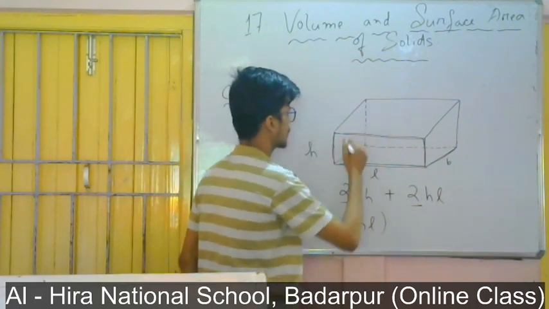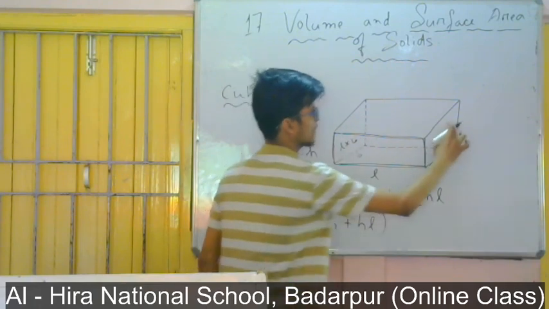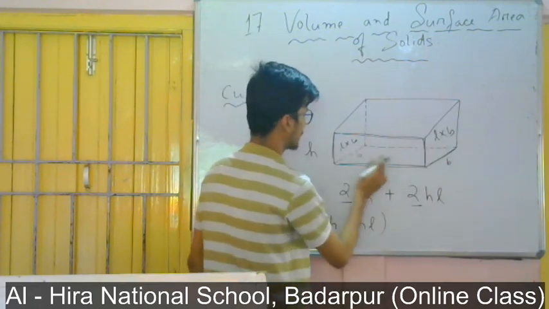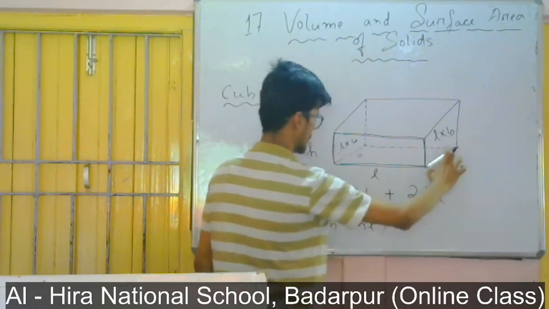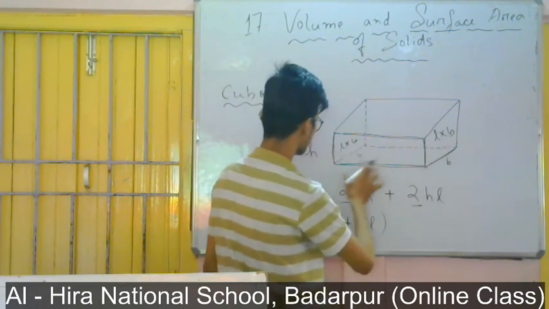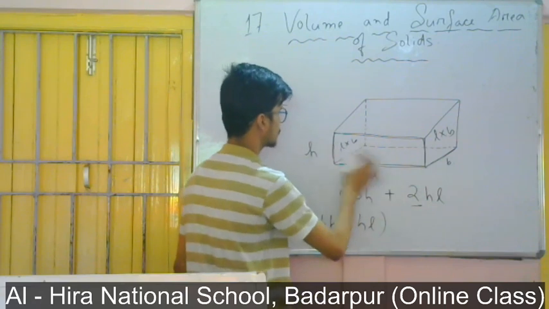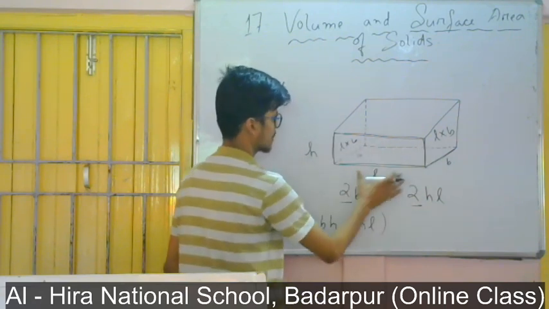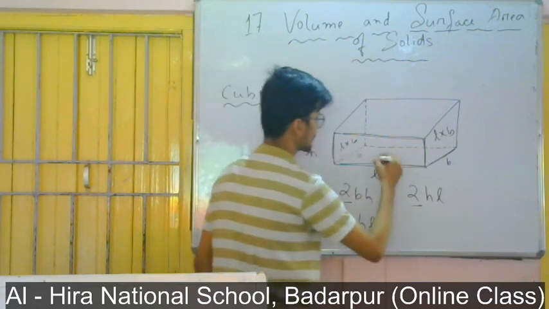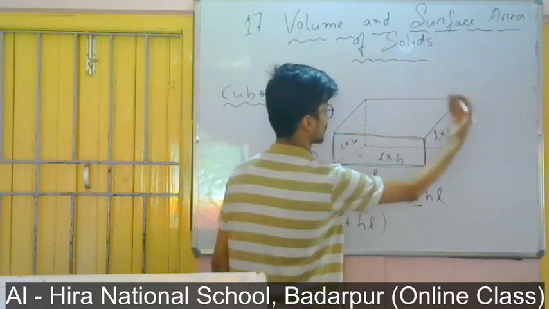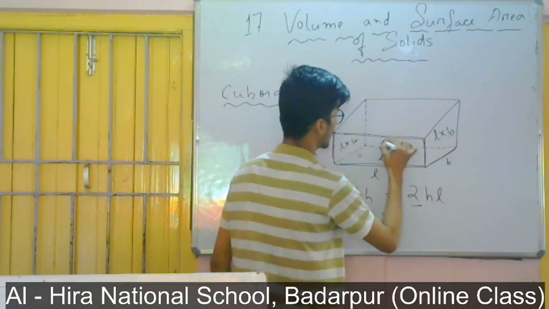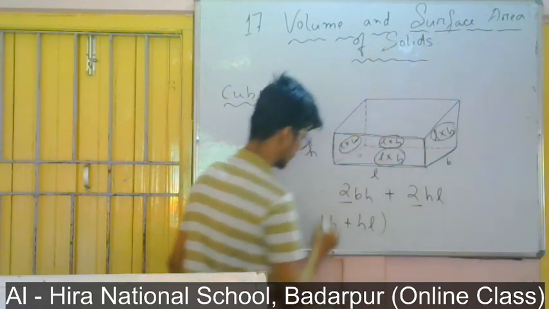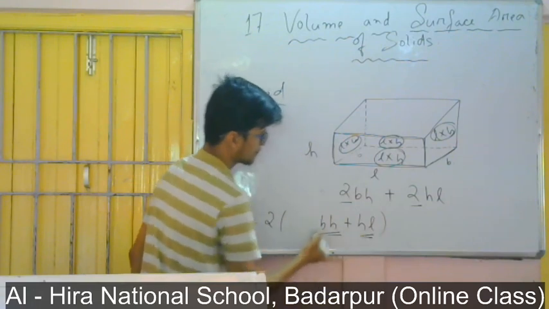That means the area of this one will be L into B. This side also L into B. Then the upper part and the lower part. Upper part, you see this one is L and this one is length, for this triangle, rectangle. This side is L, this one is H. That means area will be L into H, and for the back side it will also be L into H. So you are getting 2LB and 2LH. That means 2 into LH plus BH.